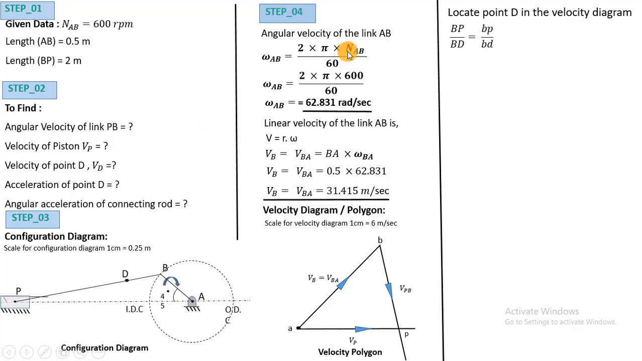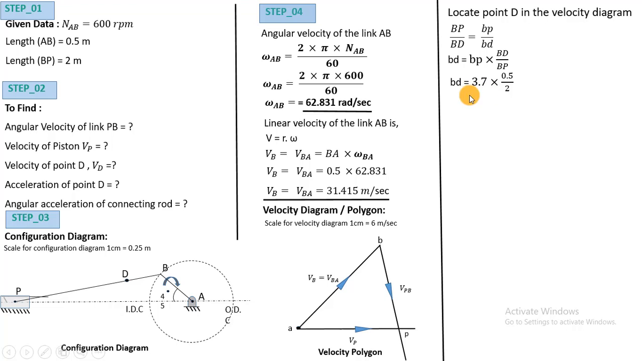This means that small d will divide the vector BP in the same ratio as it divides the connecting rod in the configuration diagram. For this we have written the formula: BP upon BD is equal to small bp upon small bd. Now we have to put the corresponding values in, or you can simplify for small bd. Small bp means this vector length, which you have to measure. BD, the distance from B to D, is known, which is 0.5. BP, the length of the connecting rod, is also known. So put the corresponding values and get the value of small bd, which will help you locate the point D in the velocity polygon.